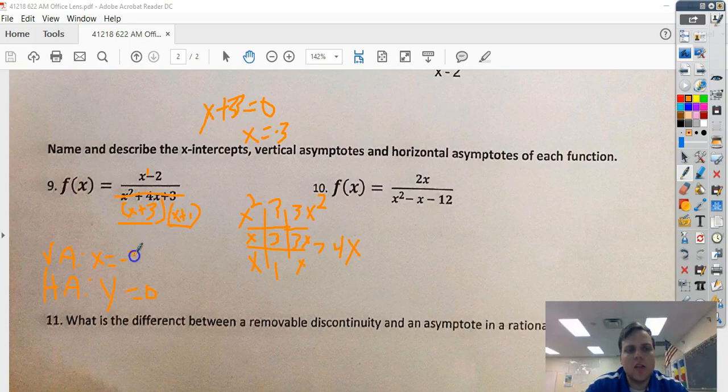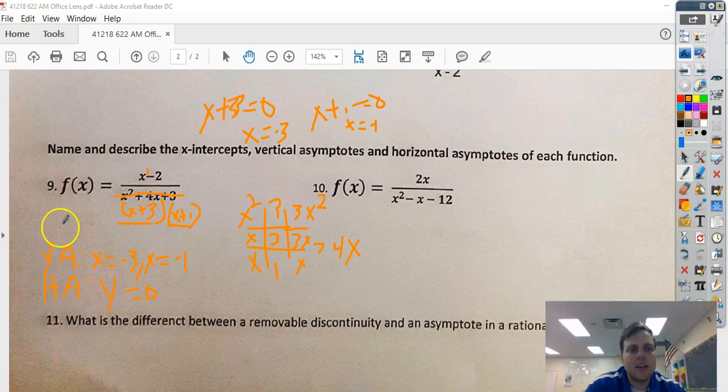Now set the other piece equal to 0. Set x plus 1 equal to 0. Subtract 1, we get x equals negative 1. So we put that in. There are our two vertical asymptotes.